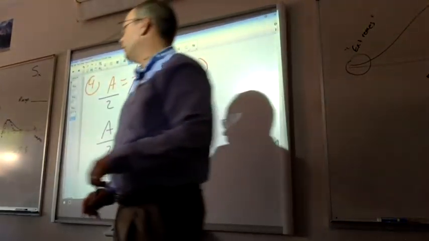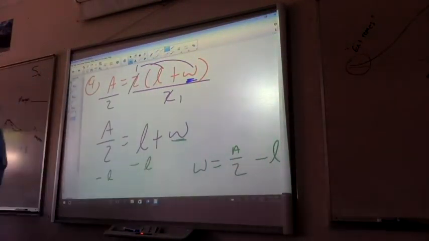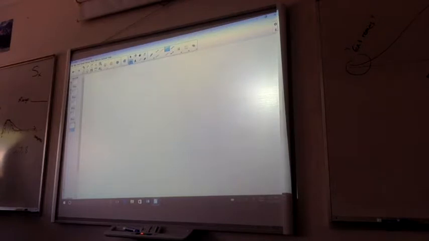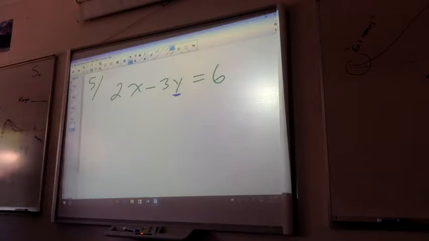Everyone feel comfortable with the first 4? Yeah. It's just kind of going through and manipulating things around, realizing how things are being held together. Number 5, we have 2x minus 3y is equal to 6. What letter did they want us to solve for? Y. Okay, so we need to start moving things over.